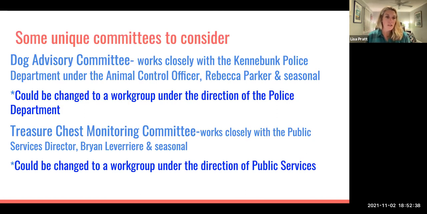Another one is the Treasure Chest Monitoring Committee. They work closely with the Public Services Director. And I should also note that both committees are seasonal. They only are around during the fair weather months. So I think that it is something that should be on a future agenda for us to discuss the status of those two committees as we move forward. Next.